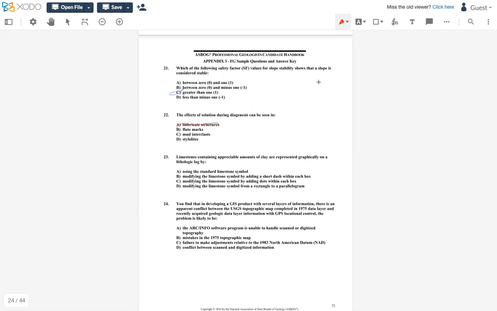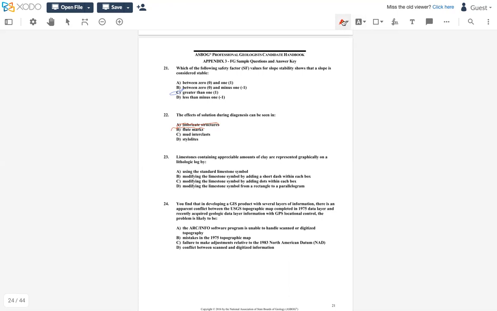Flute marks. Those happen when you have scouring into fine, soft sediment from really turbulent water flow. So again, not anything to do with solution. So we're just going to mark that out.